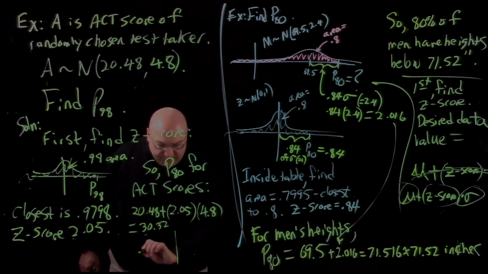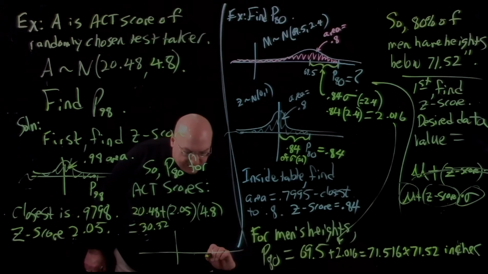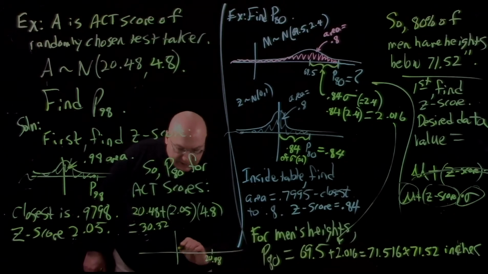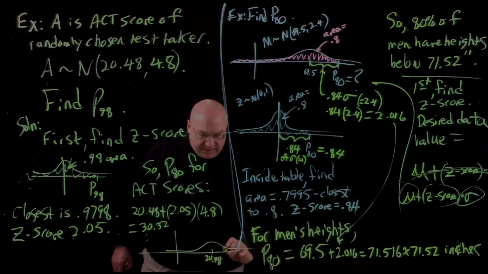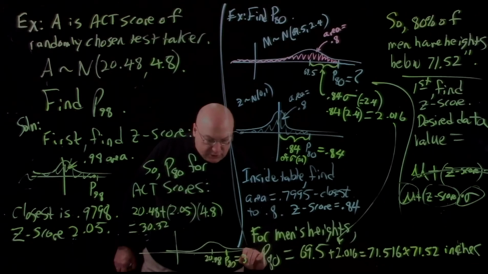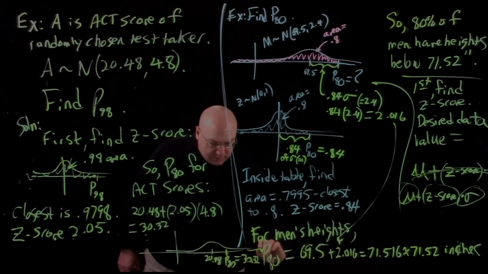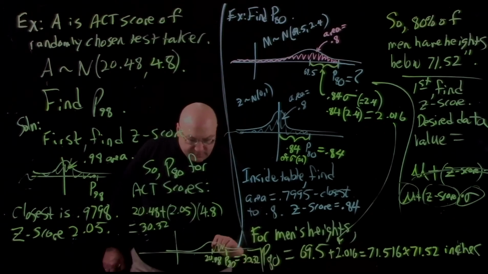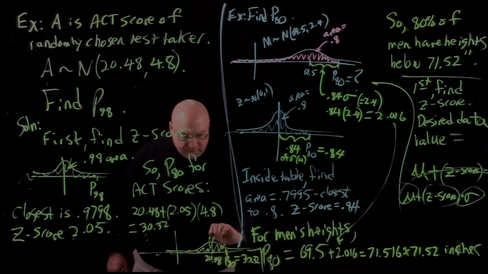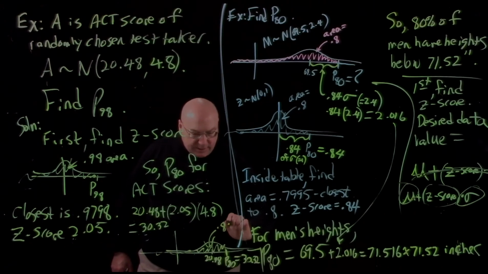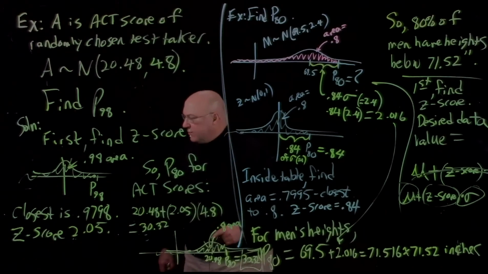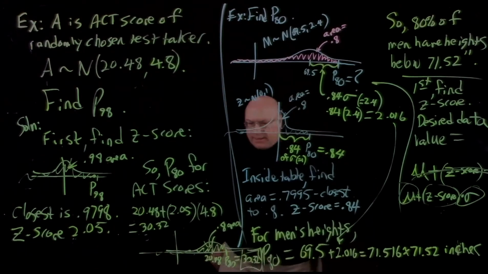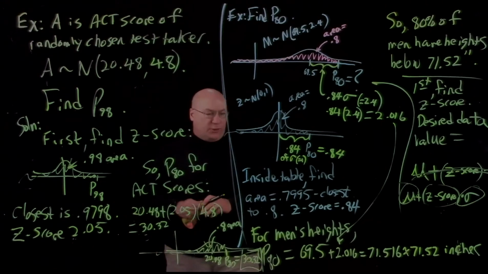30.32. So, if you draw the picture, you're way out here at 20.48. Standard deviation is 4.8, and it must be out here, P98 is 30.32. Right, so I got 0.98 area there. So the answer is 30.32.